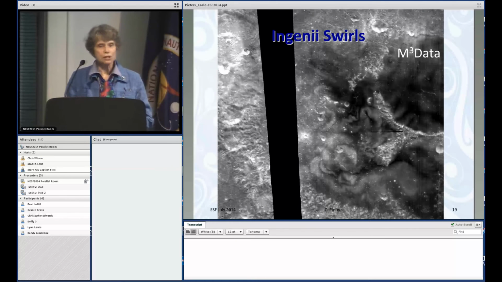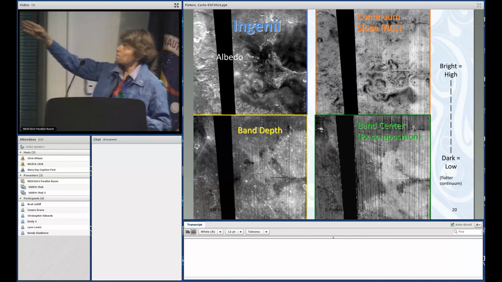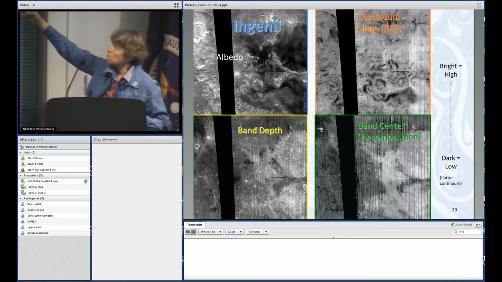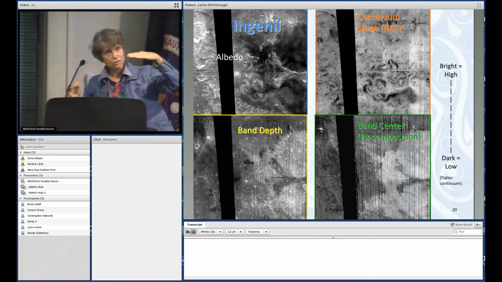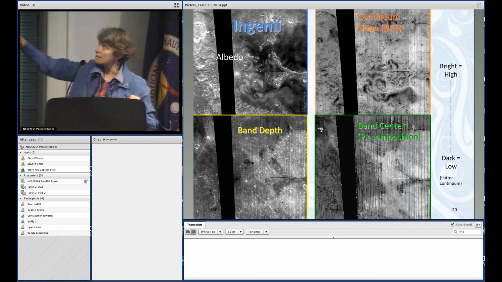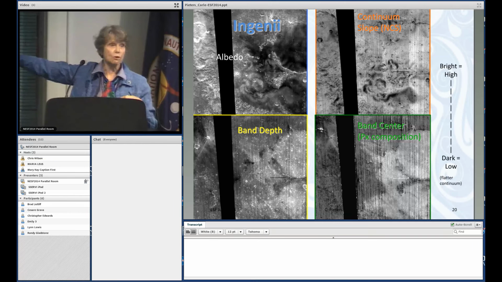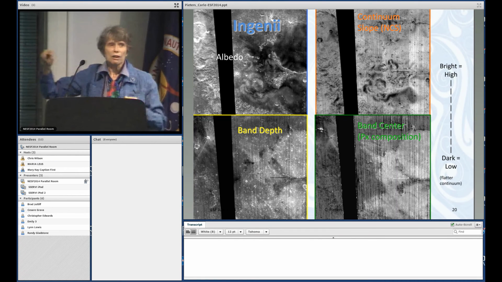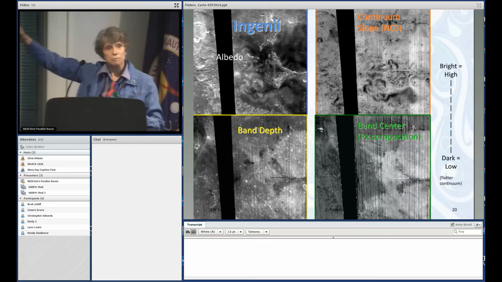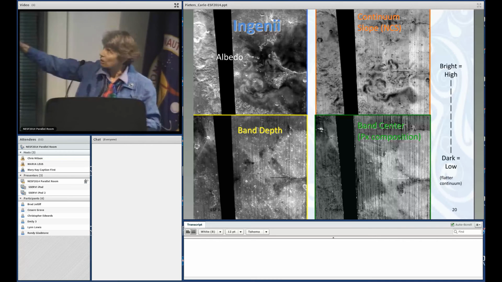Okay, here we'll start with Ingenii, one of the most beautiful ones on the far side. You see the albedo, see continuum slope. Notice the scale here for continuum slope. If it's a flatter continuum slope, it's dark. If it's a steeper continuum slope, it's bright. You can see the anticorrelation between albedo and continuum slope readily. Band depth is over in the corner there. You don't see any relationship between band depths and the swirls. It's minuscule, if at all. The continuum slope and albedo are correlated, but the band depth is not.